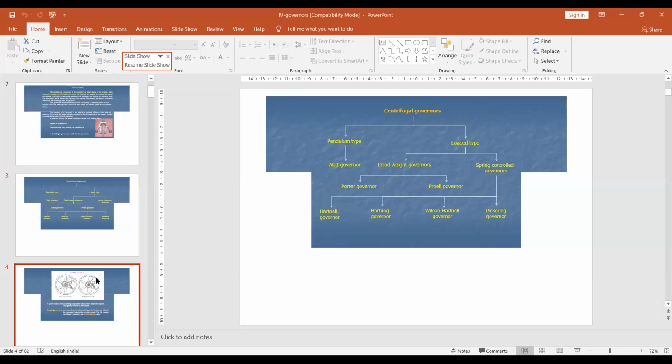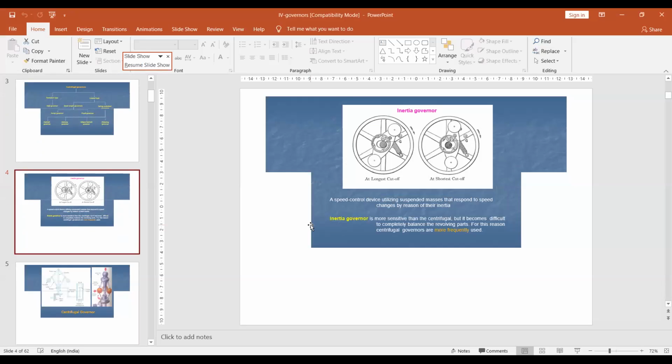Now coming to the inertia governors. All of you observe that inertia governors are more sensitive than centrifugal governors. But when balancing the system, it is a tougher task compared with centrifugal governors. Balancing inertia governors is somewhat difficult, so centrifugal governors are mostly preferred for vehicles and other applications of governors.